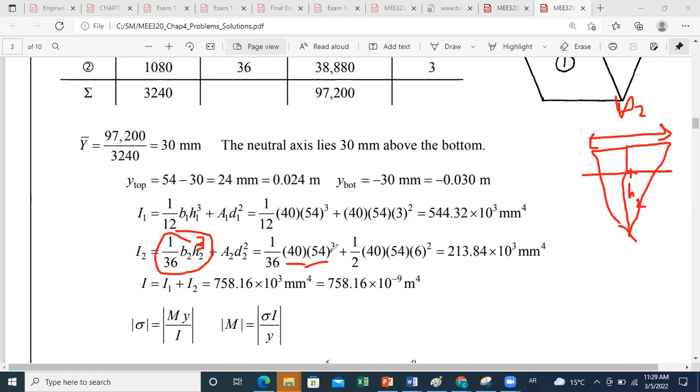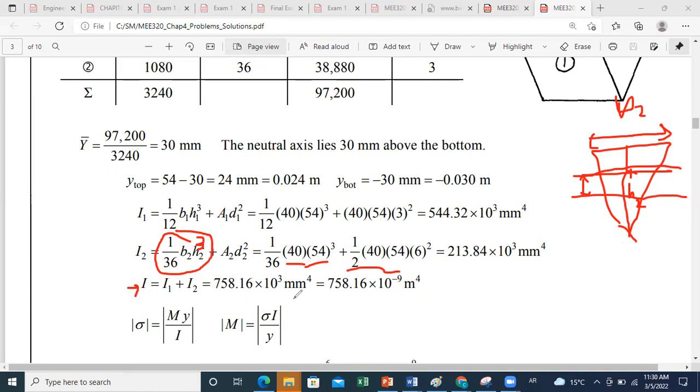So we do 1 over 36, 40 times 54 cubed to get the inertia about the axis passing by the centroid. And then to transfer to the inertia about the neutral axis, we add the area of the triangle, which is half B2 times H2, times the distance between the two axes square, which is 6 square. And then we'll get I2 in millimeter 4. And then all we have to do to get the total inertia is to add I1 plus I2.